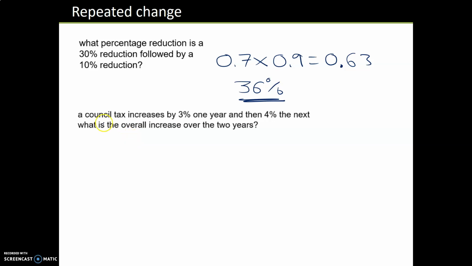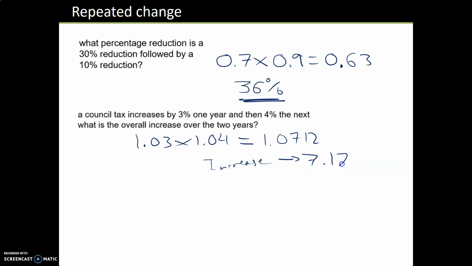If I'm thinking about increasing, so council tax increases by 3% one year and 4% the next year, so the overall increase, well, in the first year I multiply by 1.03, in the second year I multiply by 1.04, so the end result is 1.0712. So the increase is 7.12%. Again, crucially, it isn't 7, so you can't just add them.